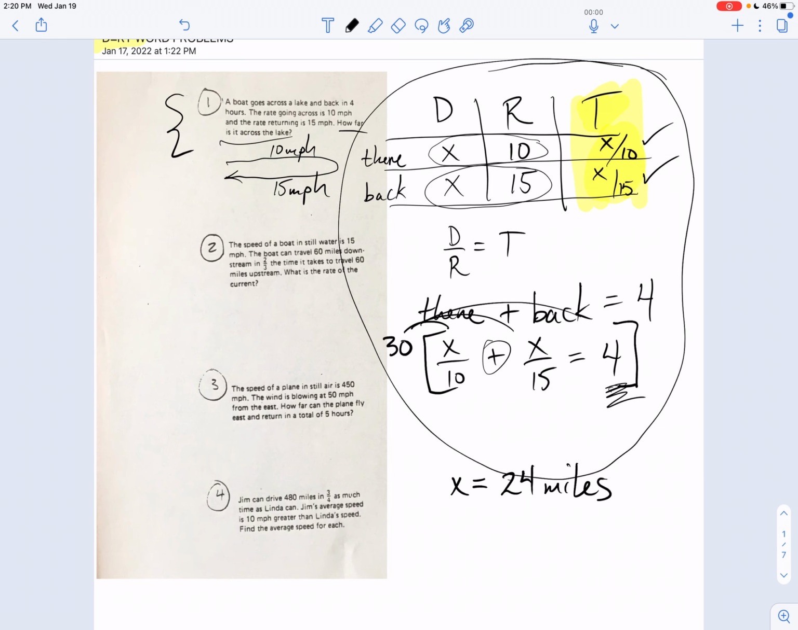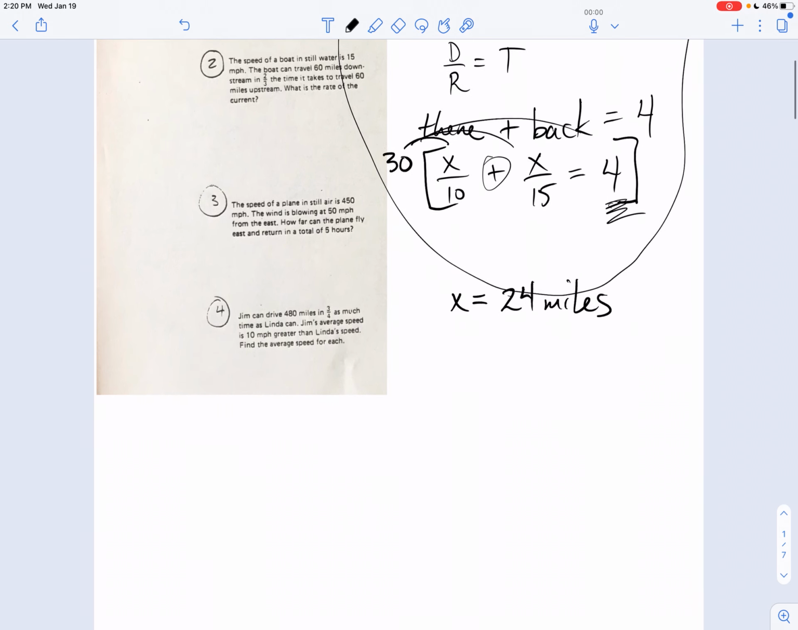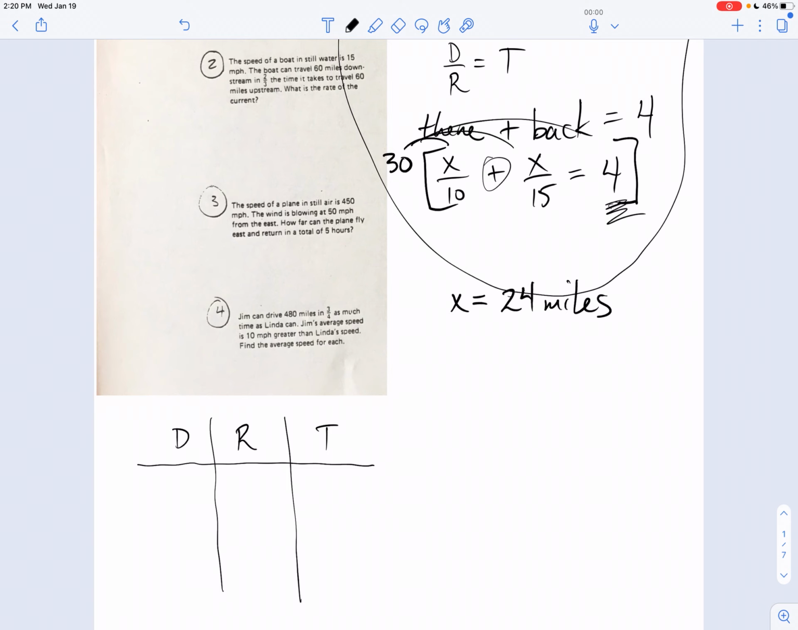Problem 2 is going to once again illustrate that we have a chart in our future. We're going to have a distance, a rate, and a time. Keep in mind, I'm going to fill in the D column and the R column, but I'm going to let D divided by R tell me the time. I'm going to get that T by dividing D by R.